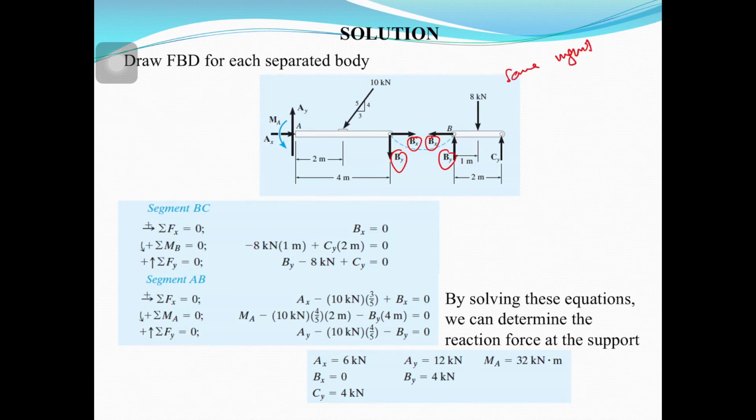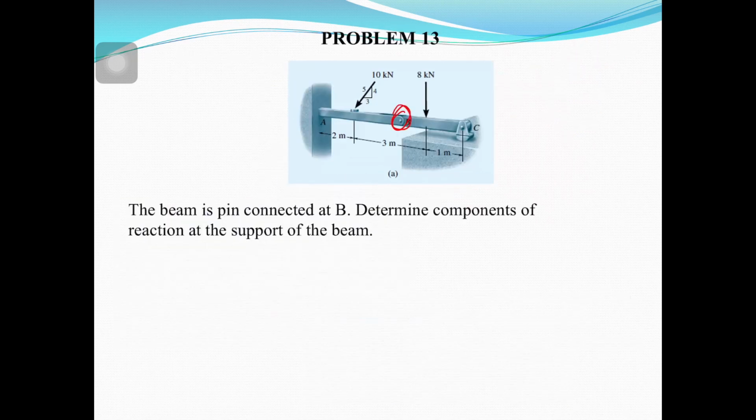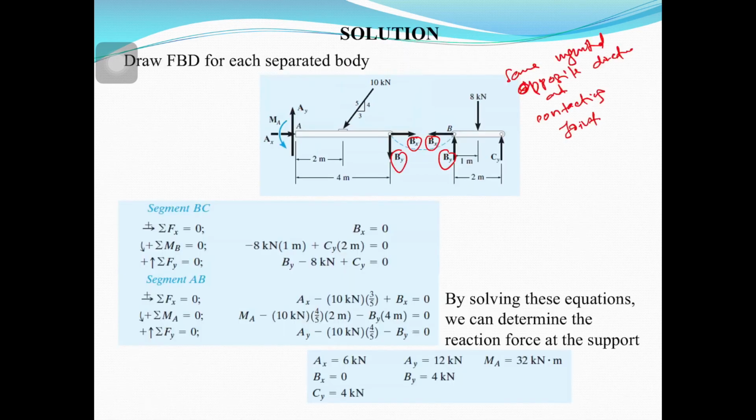Same magnitude, opposite direction at the contacting joint. Right. When we separate that one, okay, remember at A, this is a fixed support. So this is pin and roller. Okay, when fixed support you have AX, AY and moment. Alright. For the pin you can only have CY. Okay.